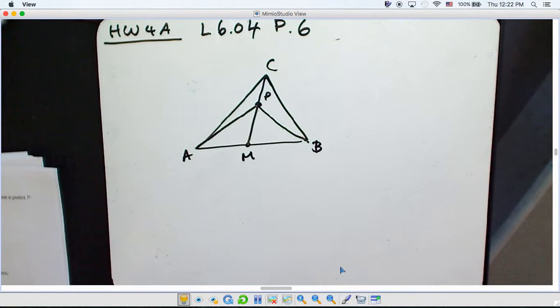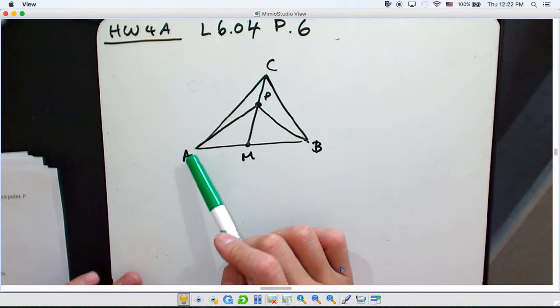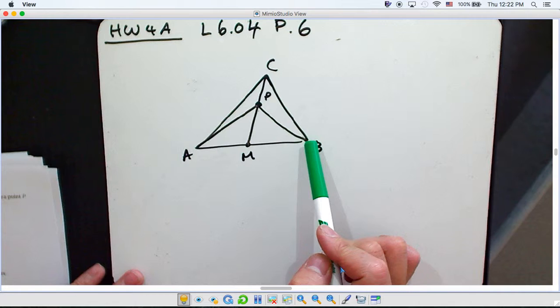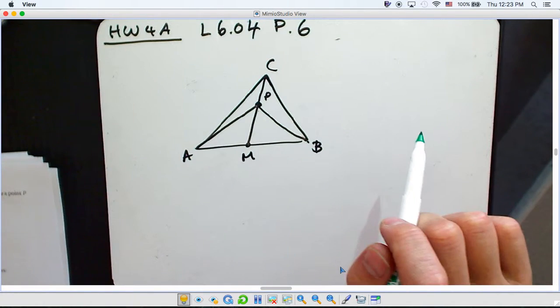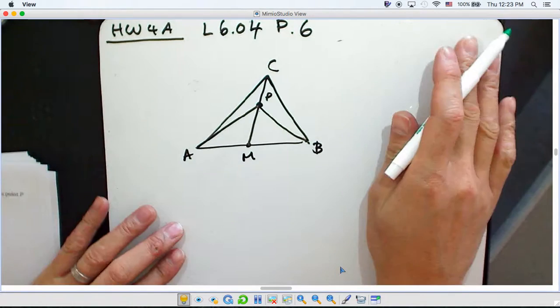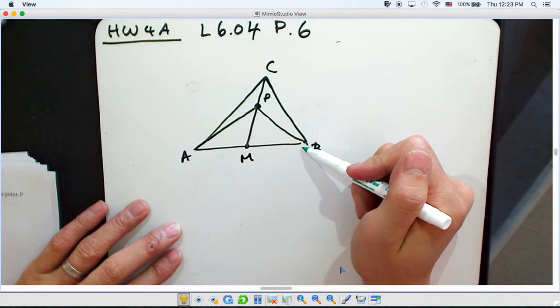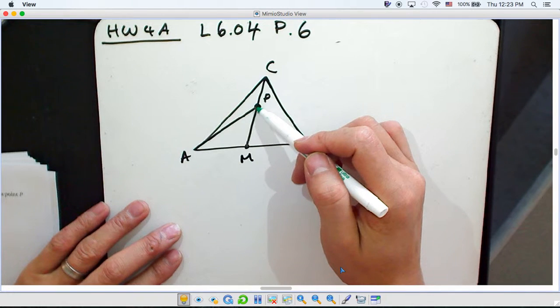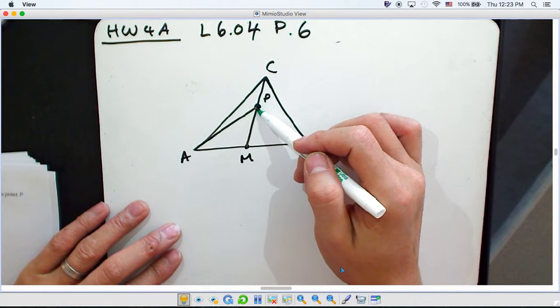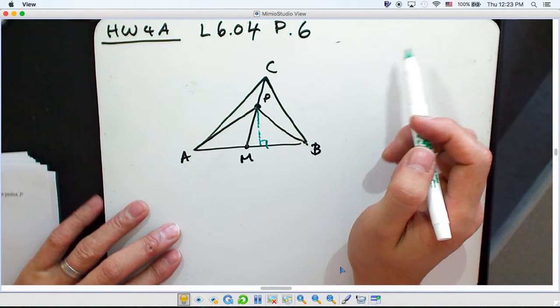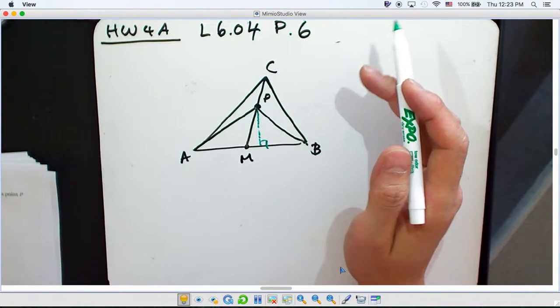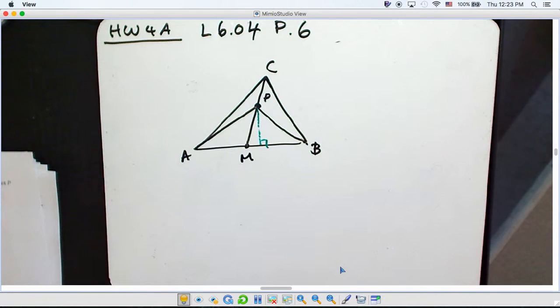Okay? First one says draw the altitude from P for triangle APM, which is kind of the slanted one, and also BPM. How would you draw an altitude? Altitude is the height of the triangle, right? So how would you draw the height for BPM? Well, it's just this one, isn't it? How about the height of APM? It's exactly the same thing. So I'm giving out the answer for part A.